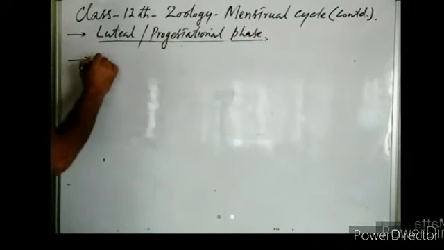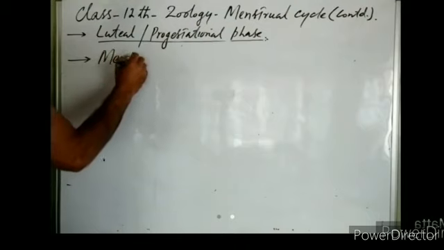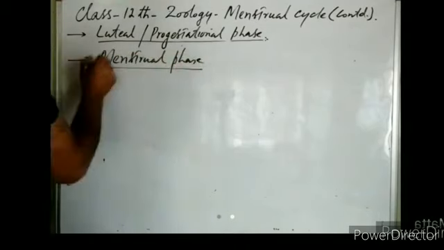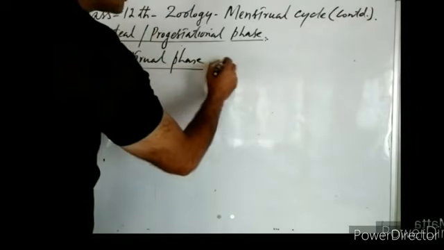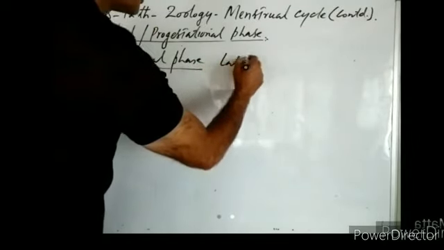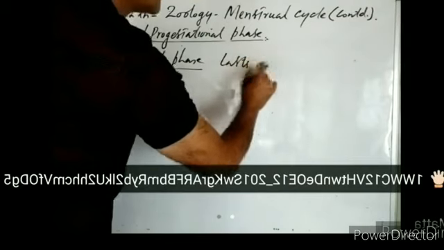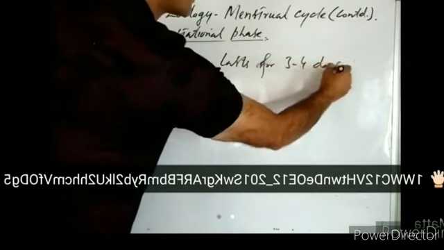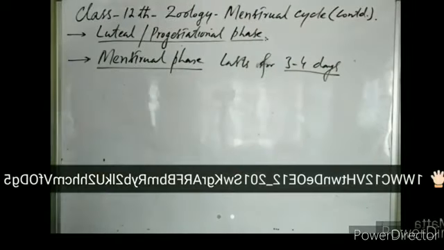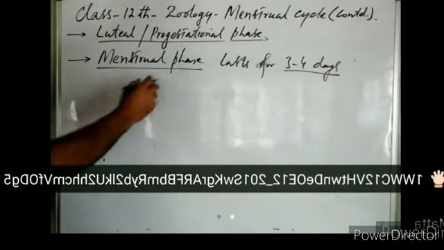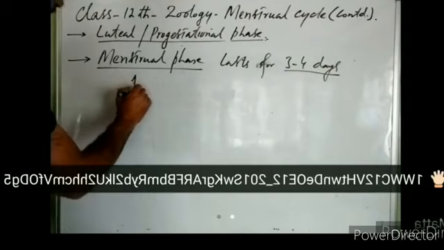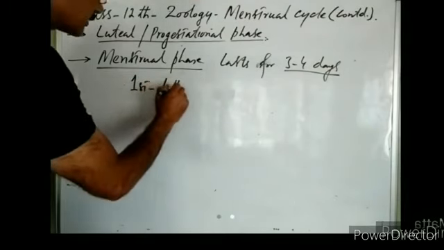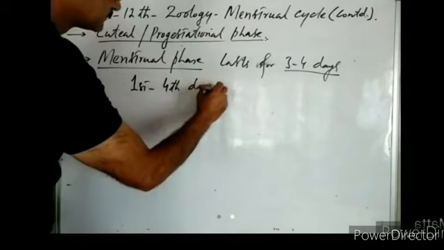Now menstrual phase. This phase, as I told you, lasts for only 3 to 4 days. It generally lasts for 3 to 4 days. That means this phase starts on the first day of menstrual cycle and continues up to fourth day of menstrual cycle.